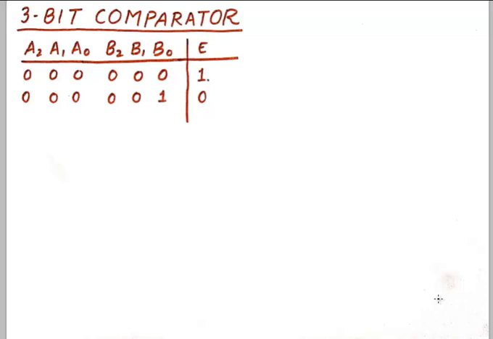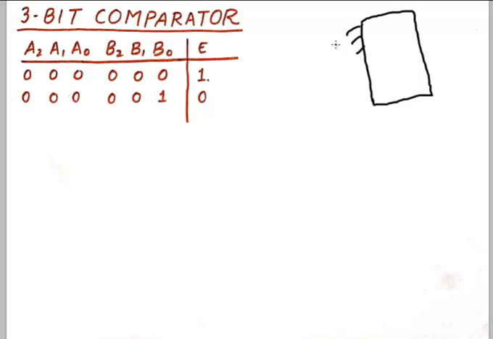We'll do the 3-bit comparator today, and before watching this video I highly recommend that you watch the 2-bit comparator video. You could think of that video as a prerequisite to understanding this one. A 3-bit comparator is a device that would compare essentially two numbers of 3 bits.